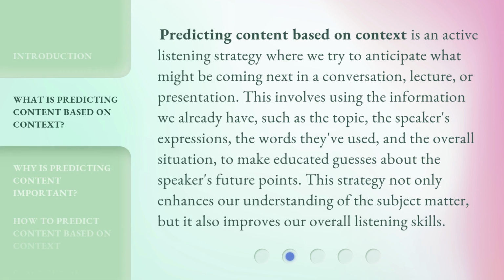Predicting content based on context is an active listening strategy where we try to anticipate what might be coming next in a conversation, lecture, or presentation. This involves using the information we already have, such as the topic, the speaker's expressions, the words they've used, and the overall situation, to make educated guesses about the speaker's future points. This strategy not only enhances our understanding of the subject matter, but it also improves our overall listening skills.